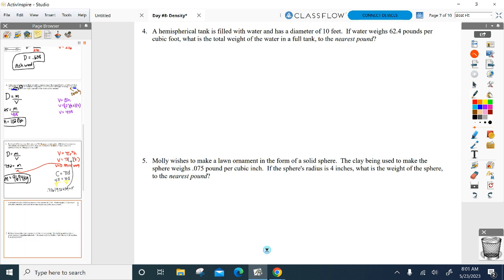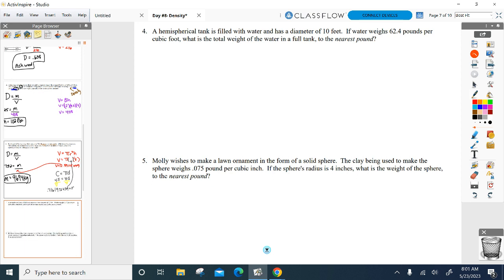Hemispherical tank, filled with water, diameter of 10. Water weighs 62.4 pounds. Oh, what did I just give you there? 62.4 pounds per cubic foot. What did I just give you? Density. Thanks, Spence. Does that density's units match the tank's units? Cubic feet, diameter of 10 feet. They match, all right? I know we're just going to assume they're going to match, but sooner or later they're not going to match, and we've got to make a change.